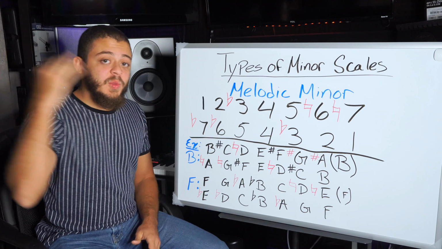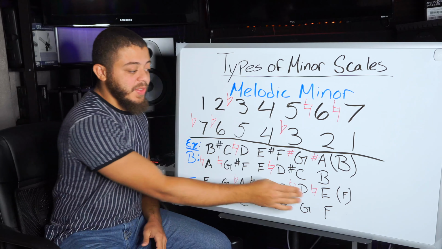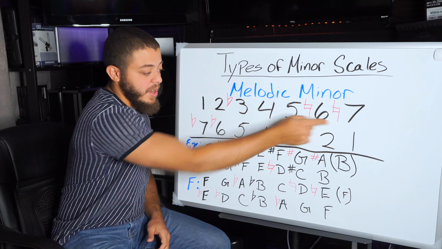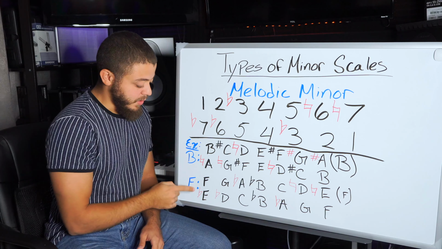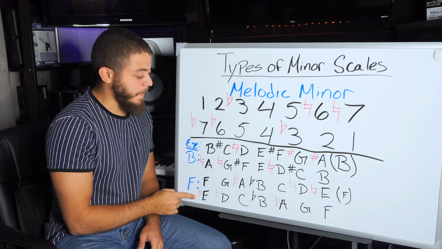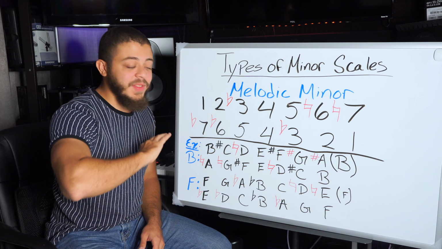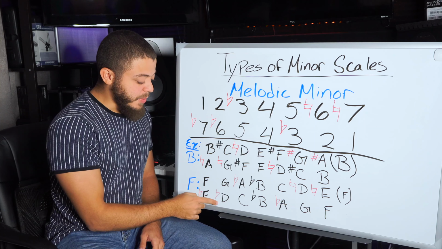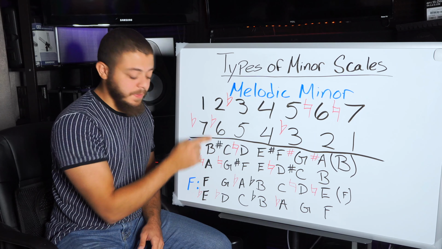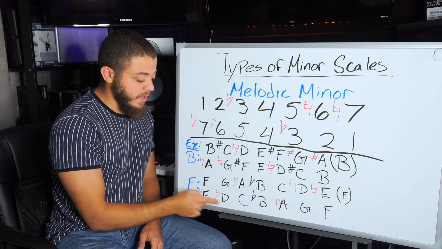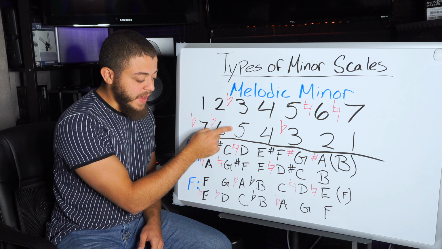Now we're going to move to the descending pattern. So now the 7th is going to become flattened, which is why we have an E flat here. Again, the descending pattern is taking the place of the natural minor scale. Now we have D, which is the 6th. Again, it's flattened. C, 5.